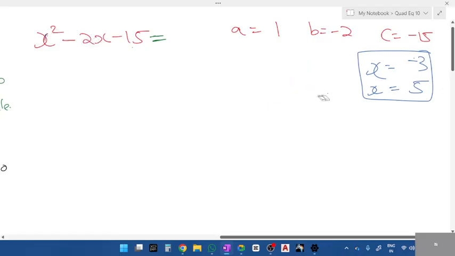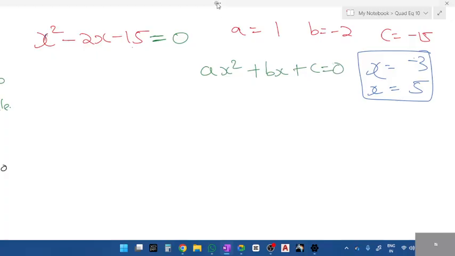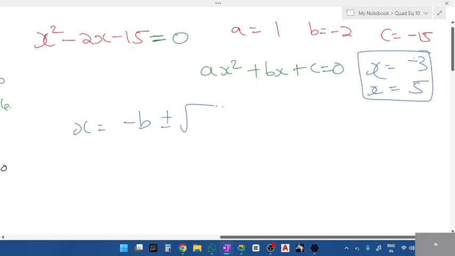Just ignore this answer. We already know it is minus 3 and 5. Let me take this equation. What's the general equation we have? Ax square plus bx plus c is equal to 0. Now formula method. When we did banking, I taught you all the formula method. What's the formula to find the value of x, students? Minus b plus minus square root of b square minus 4ac by 2a. So we have two methods, factorization and formula.